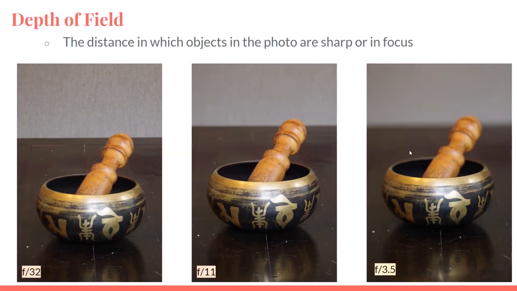I don't know what that's called. Yeah, I'm gonna call it a handle. It's not a handle, but yeah, so that starts to get blurry a lot earlier. So you can see that it has a decreased depth of field within the photo. So yeah, less things are in focus or within the range in which they are sharp.